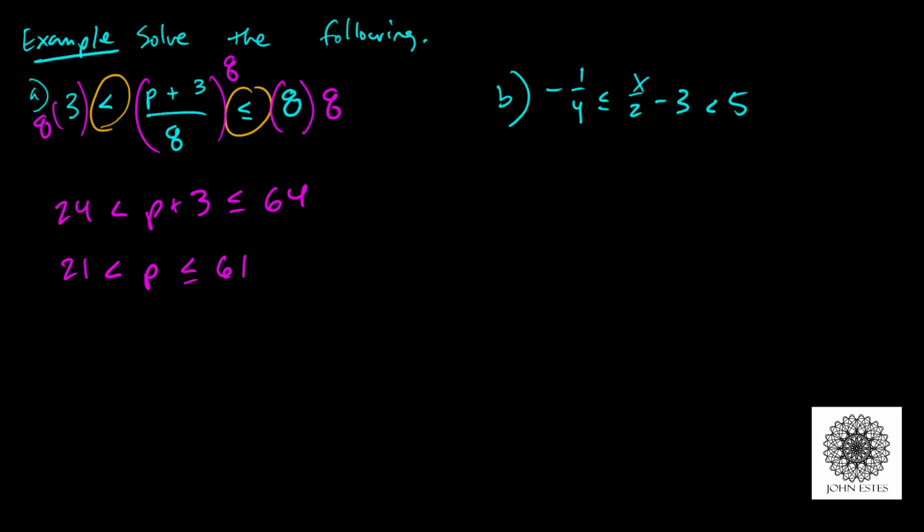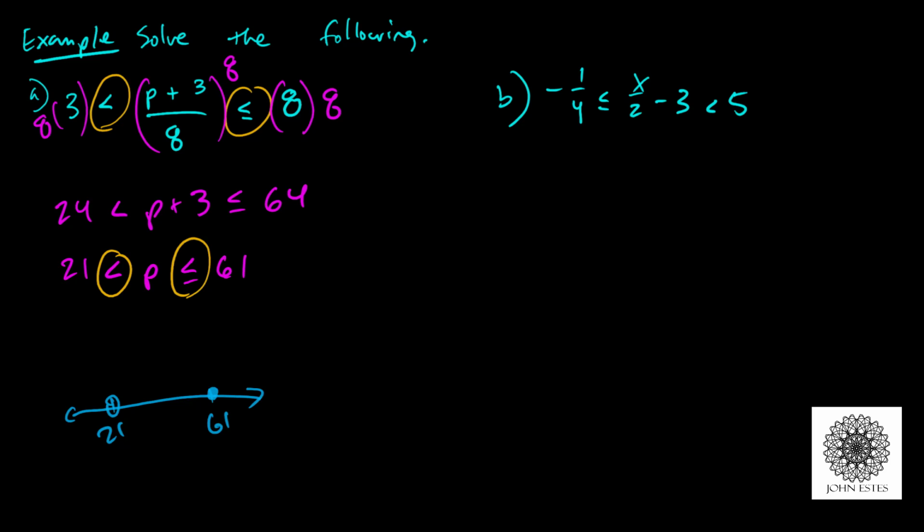And there it is. Now what we want to do is put this in interval notation. So if you think on a number line real quick, here's 21, here's 61. 21 is not included, 61 is. How do you know that? By the way the symbols are written. Strictly less than or strictly greater than gets an open circle. Less than or equal to gets a solid dot.